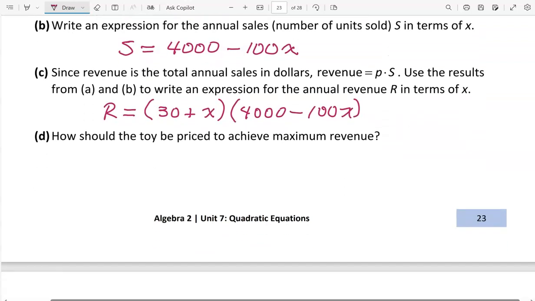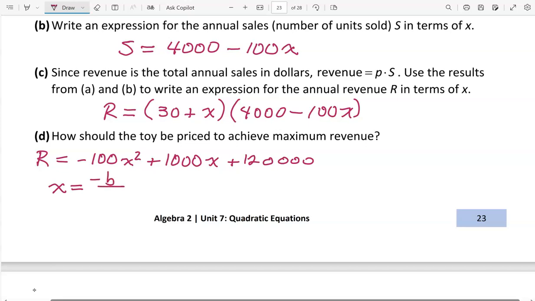So we can rewrite that in standard form. When we write that in standard form, or multiply it out via the FOIL method or box method or whatever method you use, revenue is equal to negative 100x squared plus 1,000x plus 120,000. We do know that the maximum of the revenue is going to occur when x is equal to negative b divided by 2a. So that will be negative 1,000 divided by 2 times negative 100. 1,000 divided by 200 is 5, and so x is equal to 5.